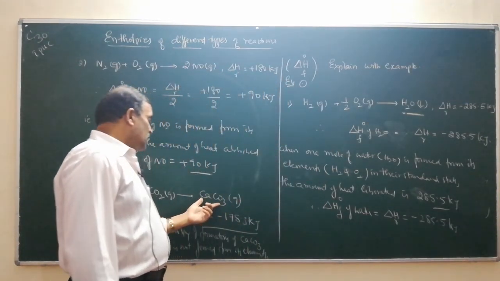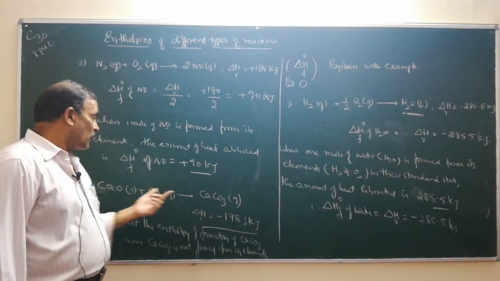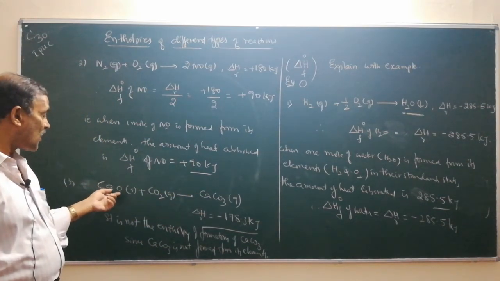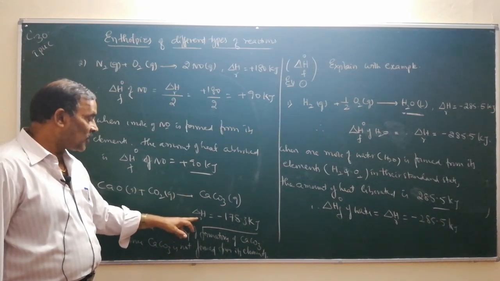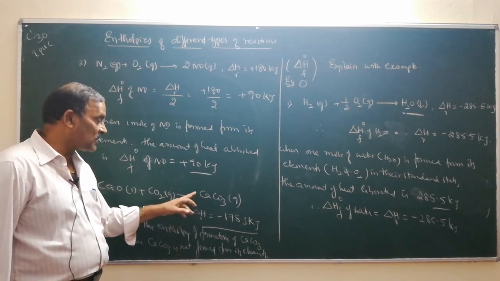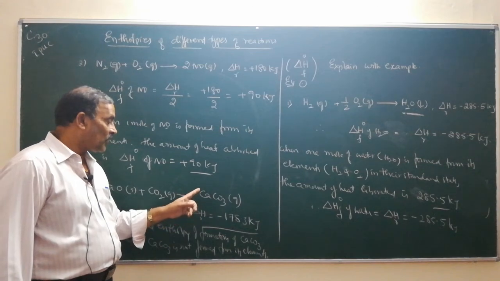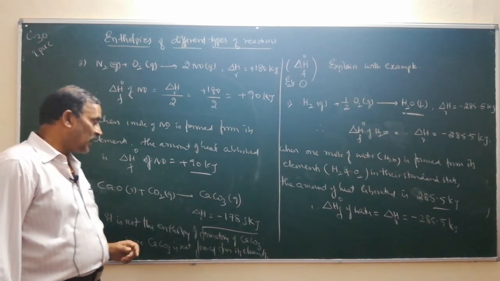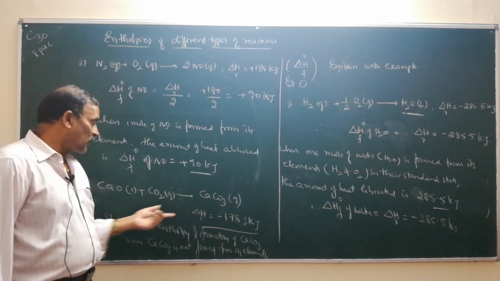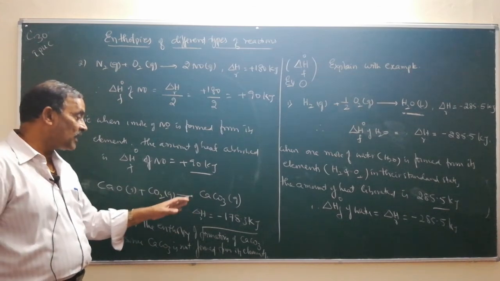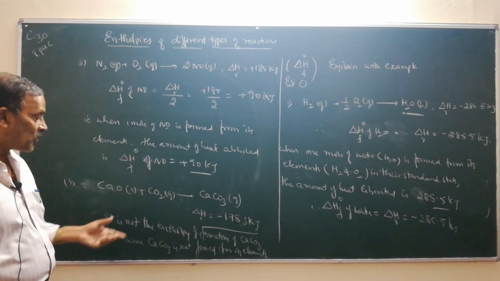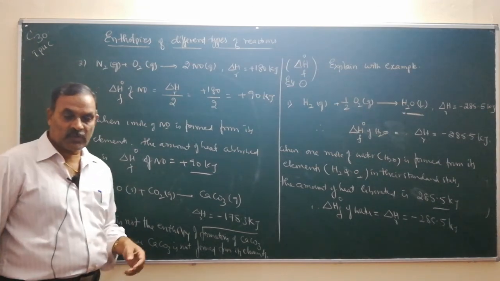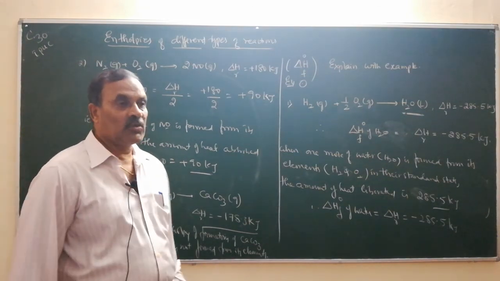So here calcium carbonate is formed from compounds calcium oxide and carbon dioxide. Therefore, this enthalpy of reaction cannot be considered as the enthalpy of formation of calcium carbonate, because calcium carbonate is not formed from its elements directly. It is formed from other compounds. Therefore, this is not the enthalpy of formation of calcium carbonate.